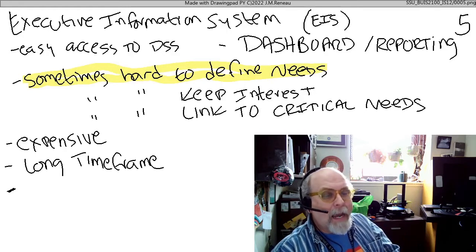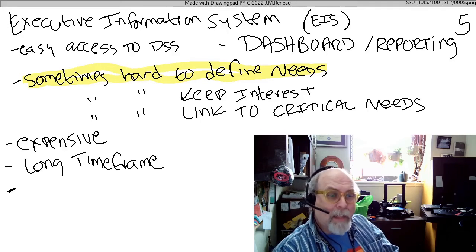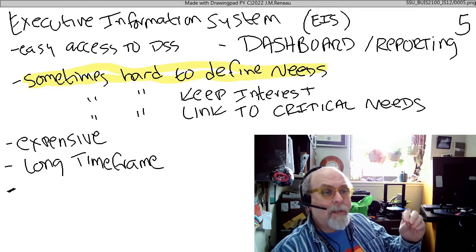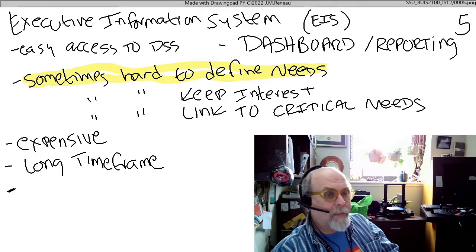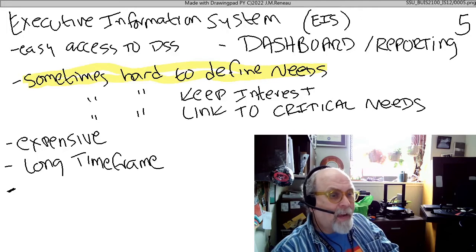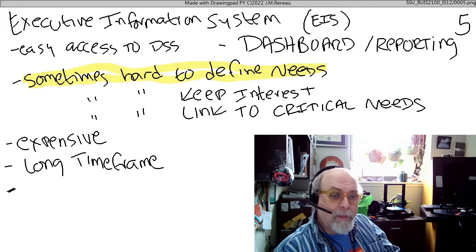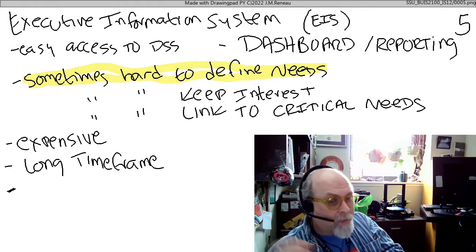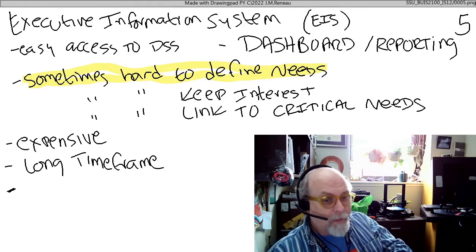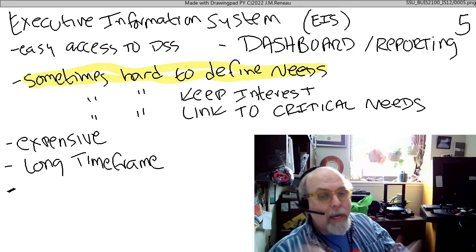Now, an EIS is really hard to do because the specific needs of executives are hard to define. It's also hard to keep them interested, and it's hard to link the EIS to the critical needs in the DSS that they really need in their day to day business. They're expensive and they have a really long time frame to implement, because you've got to have a solid DSS understanding. It's got to have all of the data fed to it on a regular basis, and care and feeding and good models at the lower level of the decision support system before an EIS is even possible.